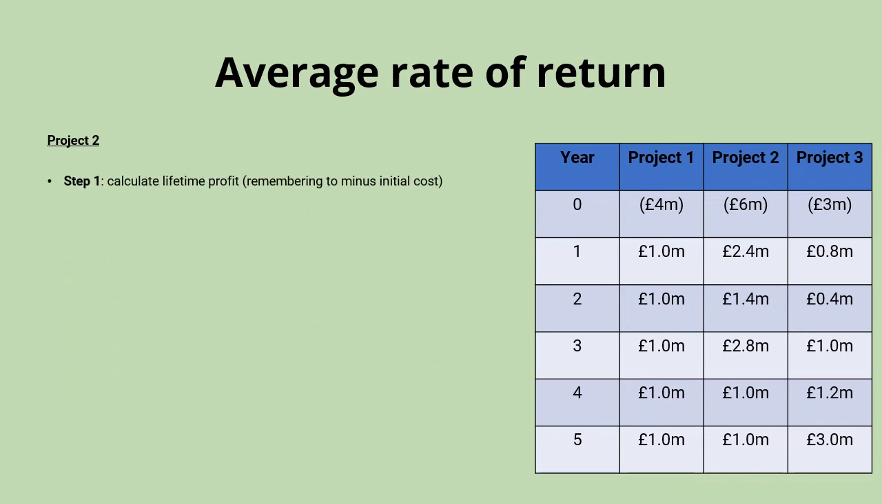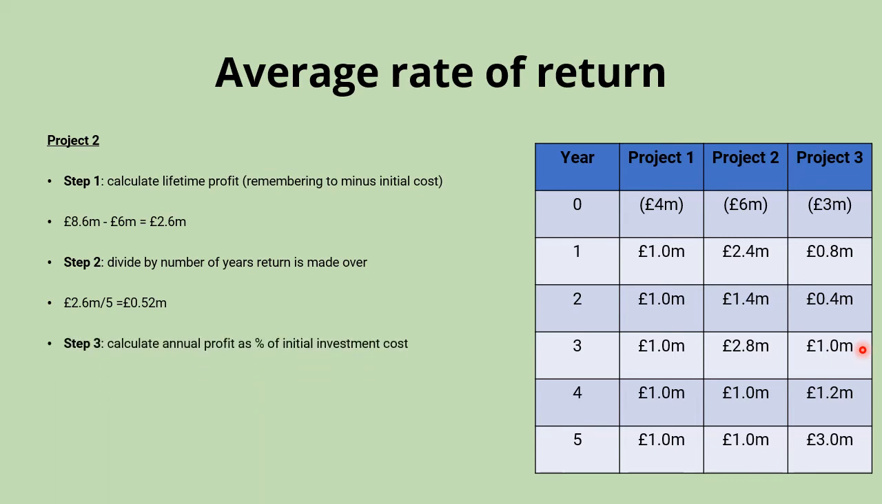Same steps for project 2. We calculate the lifetime profit by adding up each of our net returns from every year across the lifetime of a project. That gives us £8.6 million minus the 6 million initial cost, which is 2.6 million. We then divide that by the number of years, which again is 5 years, giving us 0.52 million pounds.